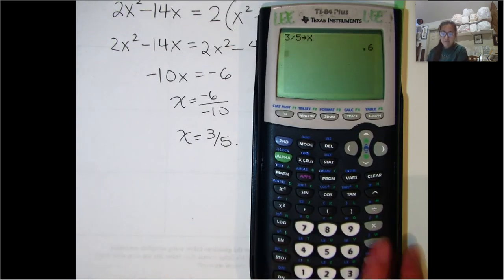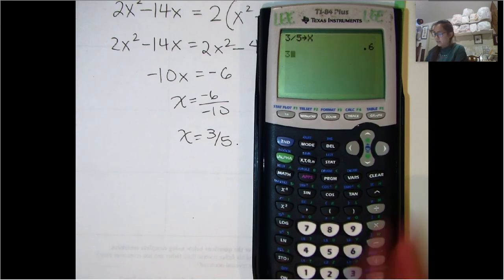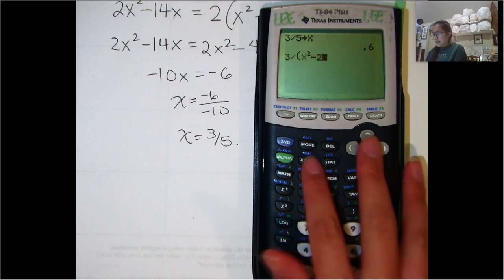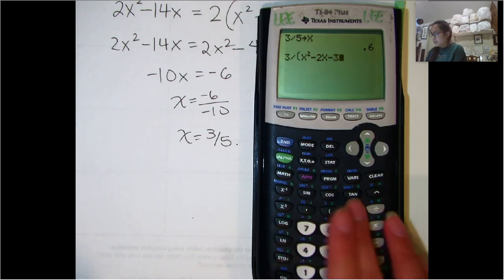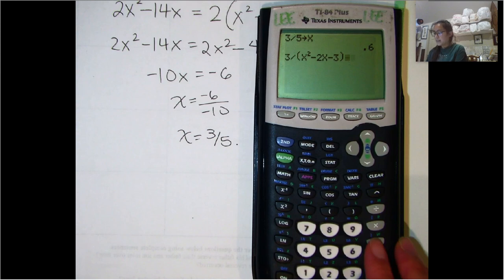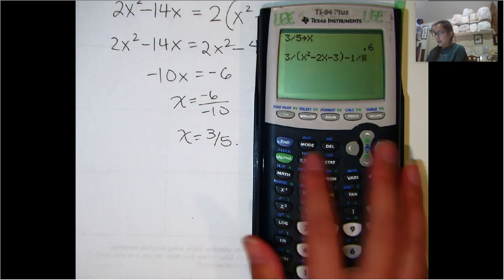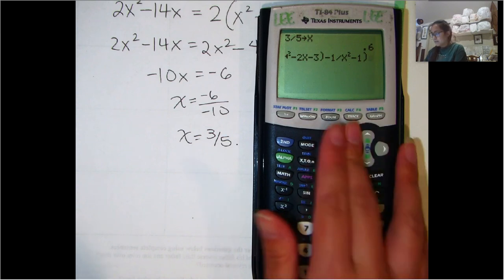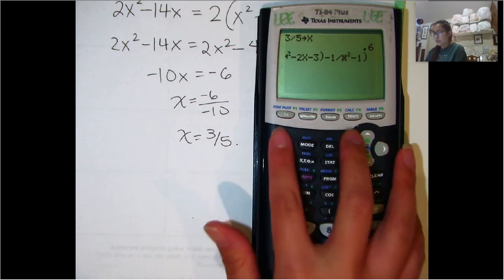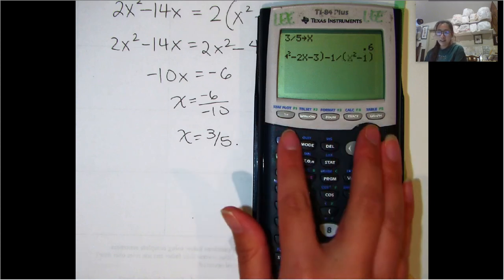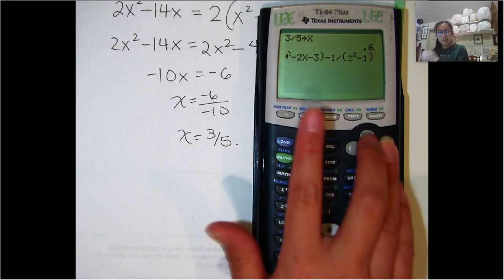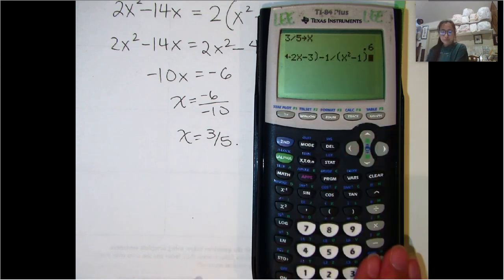Okay, and you press enter, and then we're going to do 3 divided by, in parentheses, x squared minus 2x minus 3, close parentheses, minus, and then 1 over x squared minus 1. That should have been in parentheses. So you want to make sure you put the denominator in parentheses always. Otherwise, it's going to do like 1 over x squared and then minus 1 separately. Okay, and you press equals, and then you do the other side.